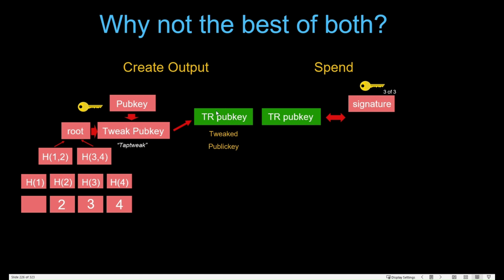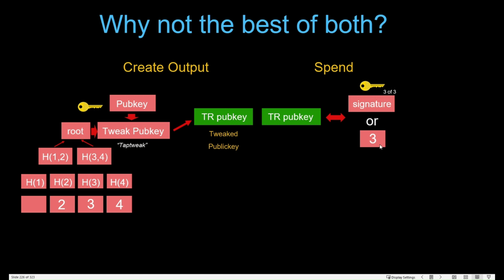But we also have an option. What happens? So if we use our major spending path, which is 3 of 3, this is what we're going to use 95% of the time. On chain, it looks like everything else. You have no idea that this is a complex script, right?